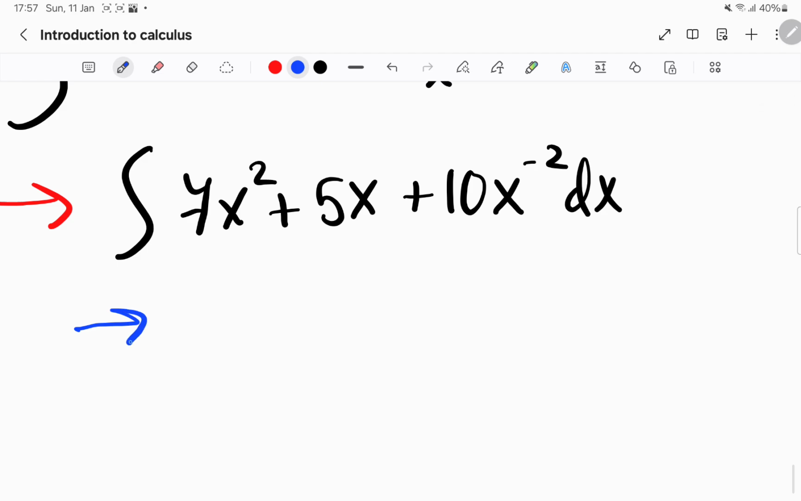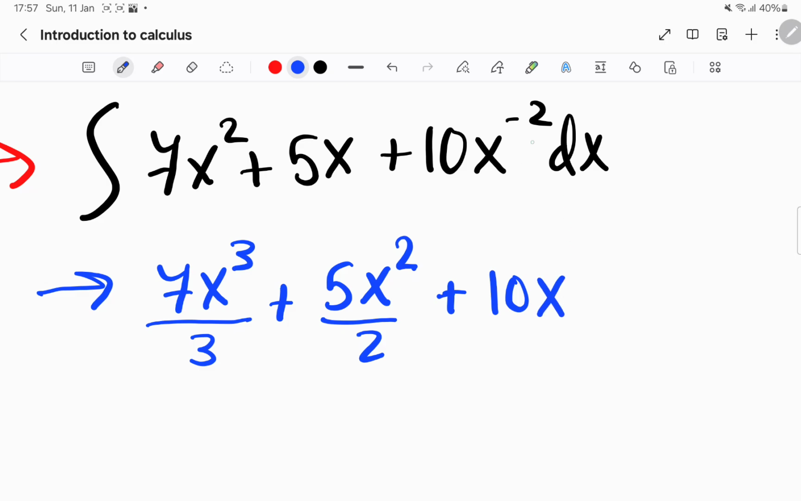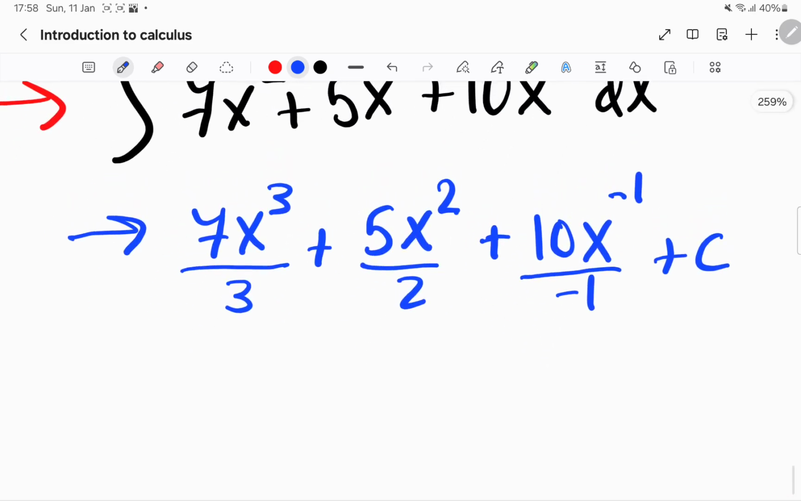Now we can integrate. We get 7x squared, add 1 to the exponent, divided by the new exponent. Plus 5x, add 1 to the exponent, divided by the new exponent. Same exact thing here. Doesn't matter if it's negative. Add 1 to the exponent, we get minus 1, divided by minus 1, plus c.